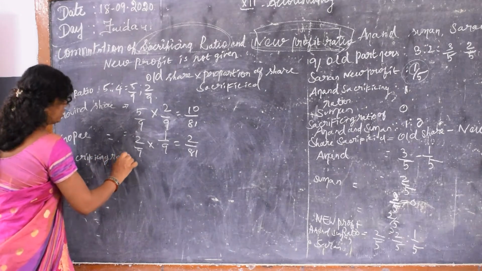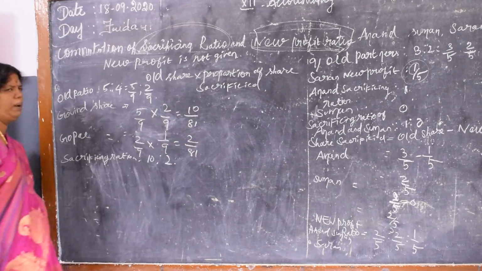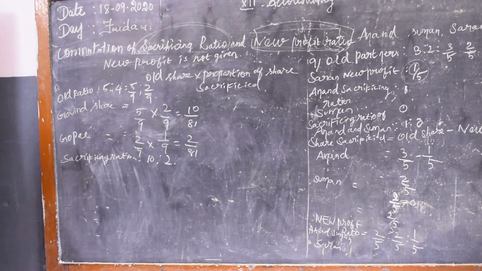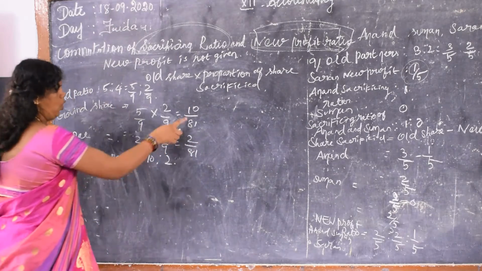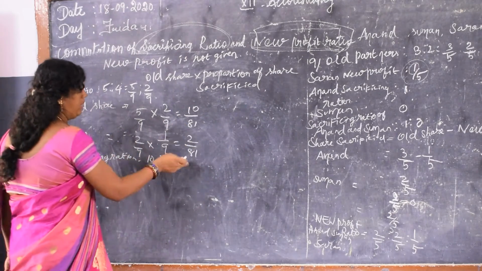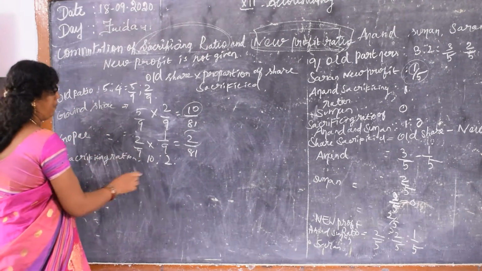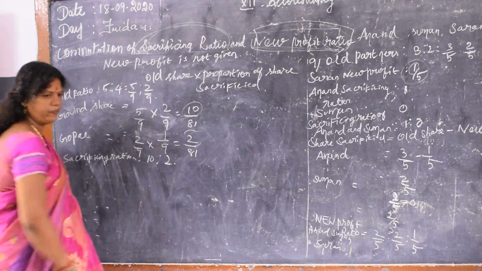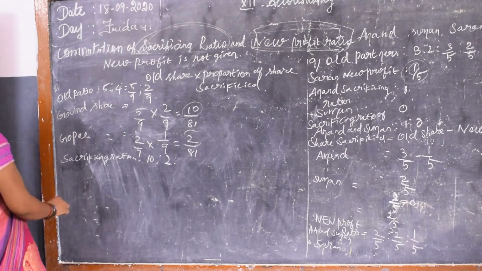What is the sacrificing ratio? 10:4. Don't reduce it to the smallest terms, leave it as it is. We don't need the denominators, only the numerators are enough. So the sacrificing ratio made by the partners is 10:4. Now we will move on to the previous methods that we followed.